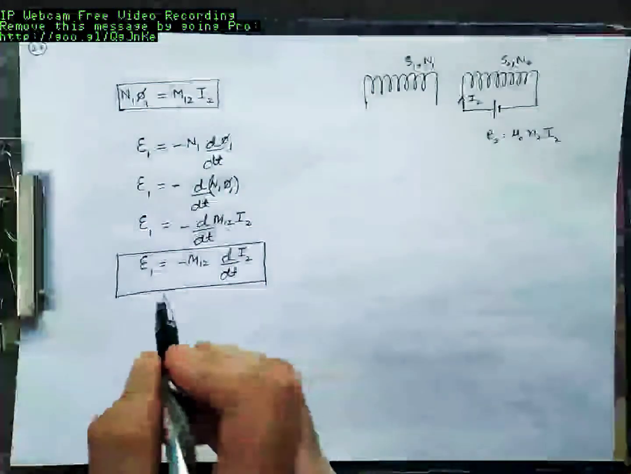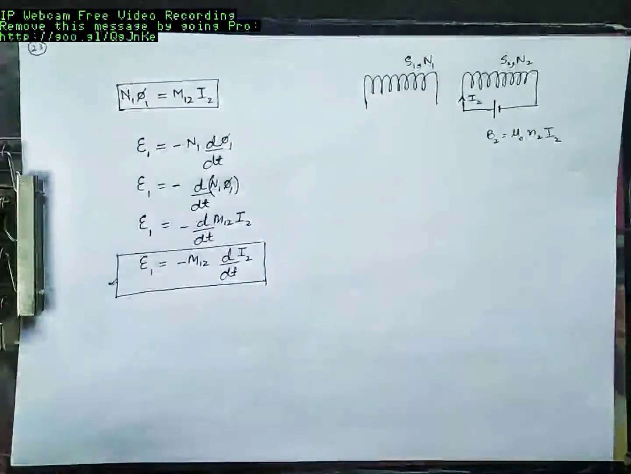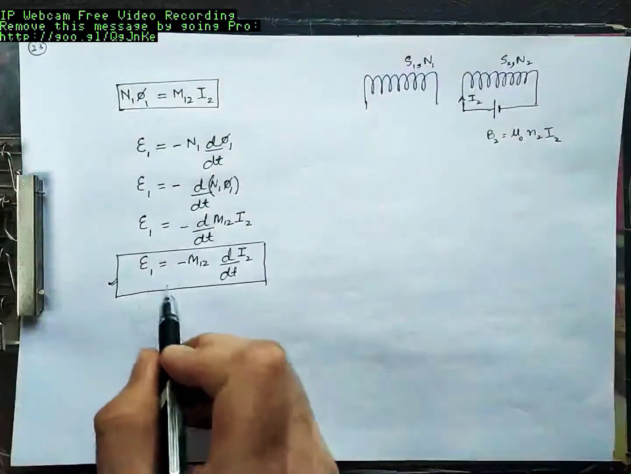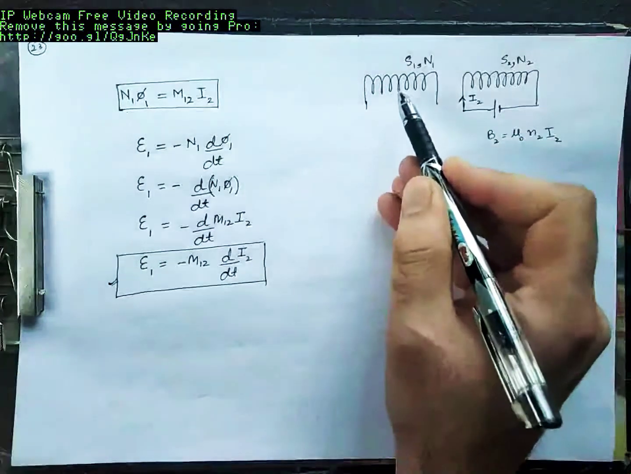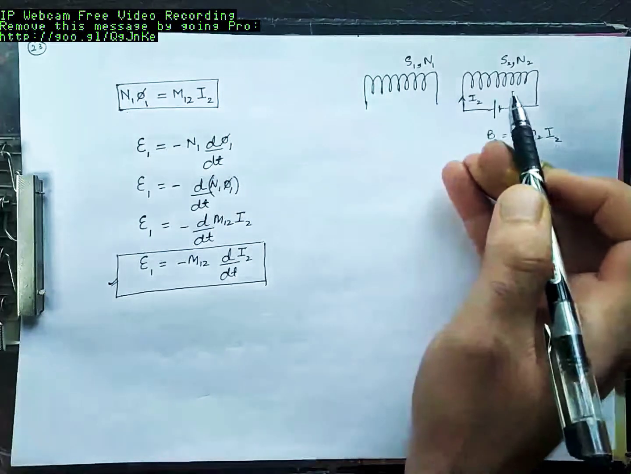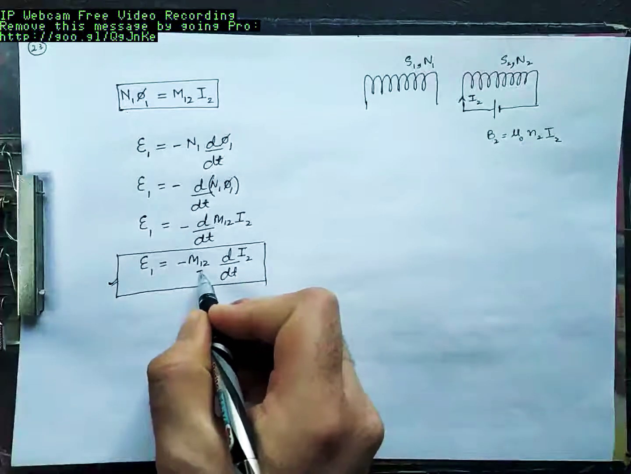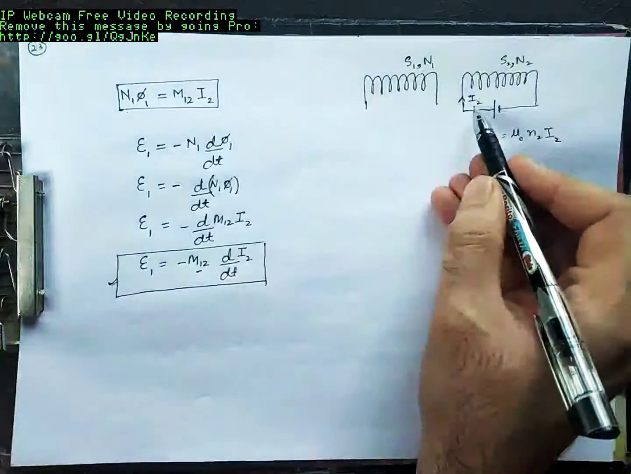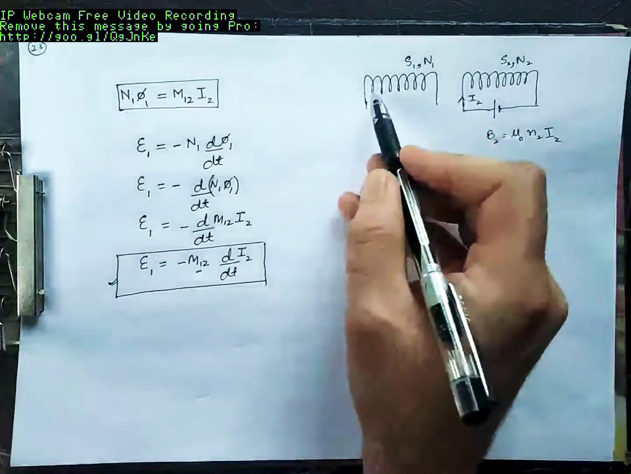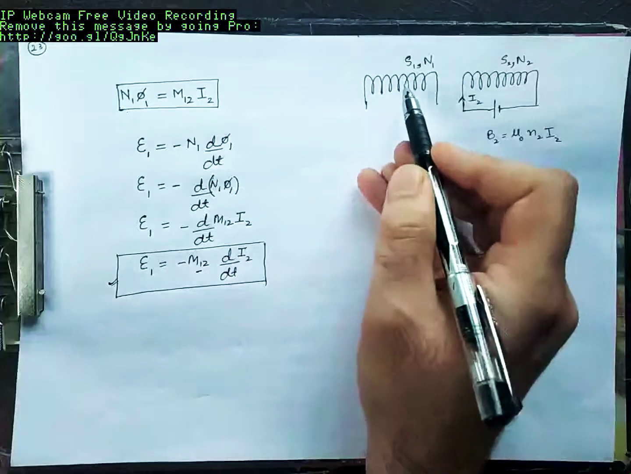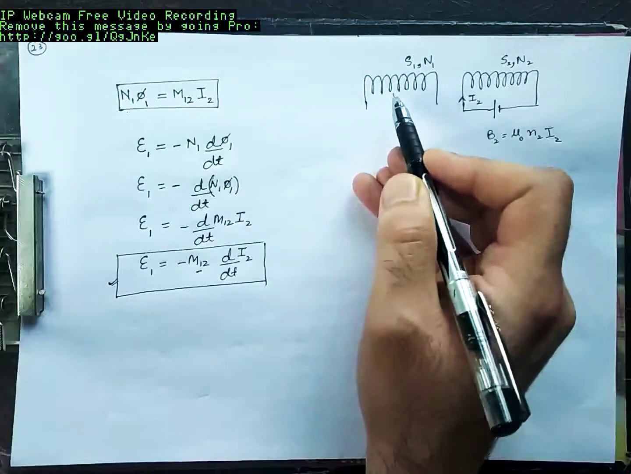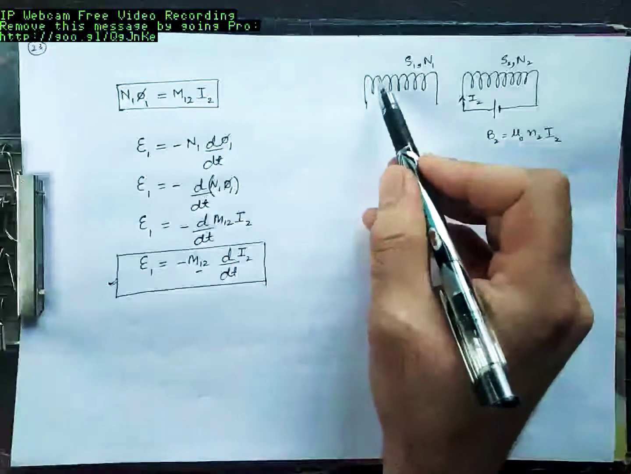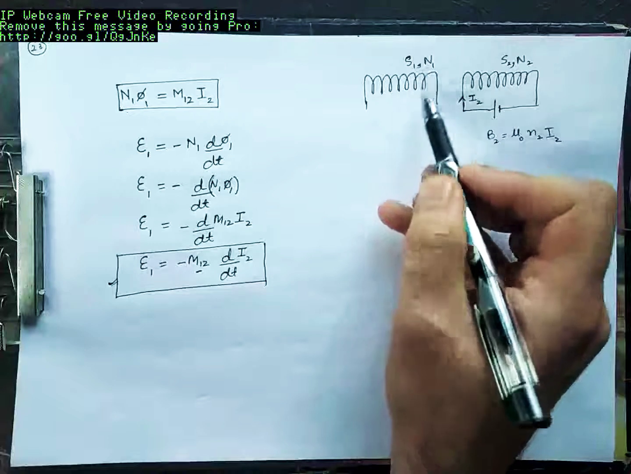This is basically Faraday's law. As per this statement, the induced EMF in coil 1 is equivalent to a constant, that is mutual inductance, times d by dt of I2, that is the rate of change of current over here. Remember, voltage will be induced in this coil only when it experiences not the flux but a change in flux. You should have d phi by dt. Here voltage will be induced when this coil experiences a change in flux.